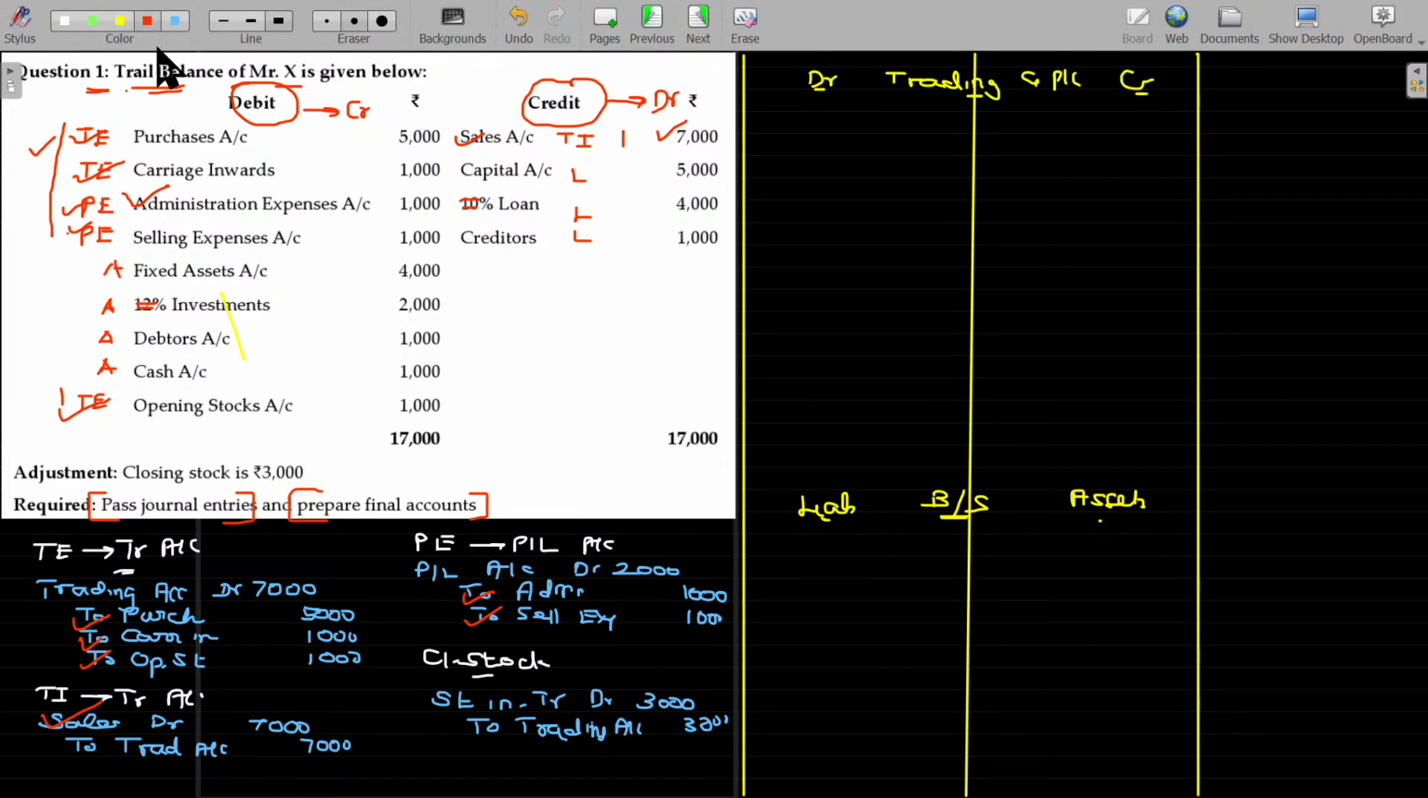Now, these accounts were already posted. Still, unposted items are there. What are they? Fixed assets, investment, debtors, cash. All these things are assets. Simply write them down on the asset side. That's all. It's not a transfer entry, it's only recording. It will have subsequent continuity in the next period also. So here the entry being fixed assets, value being 4000.